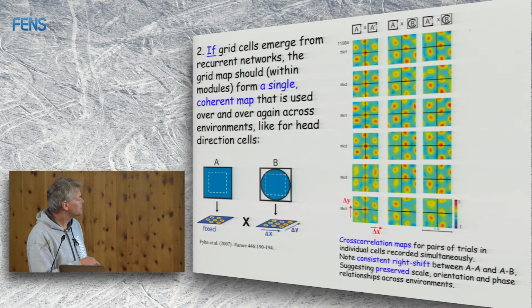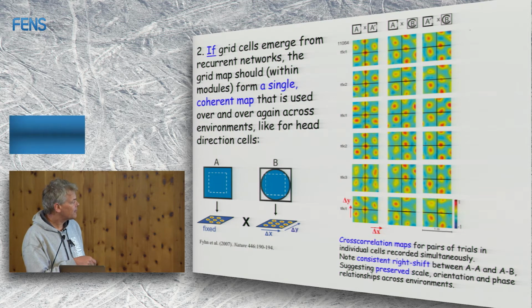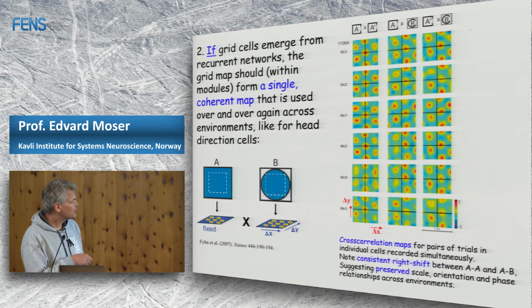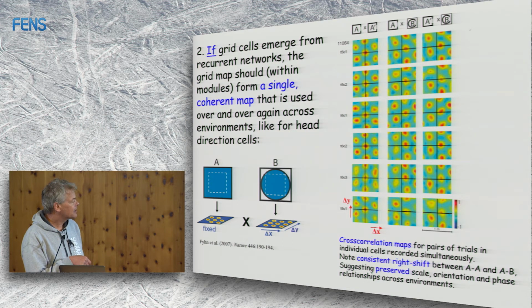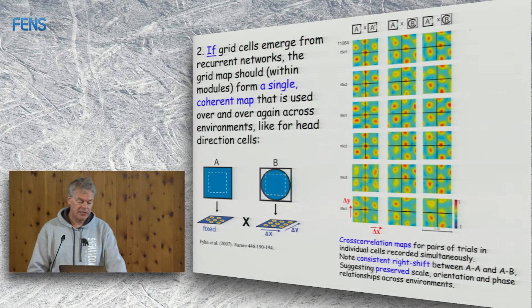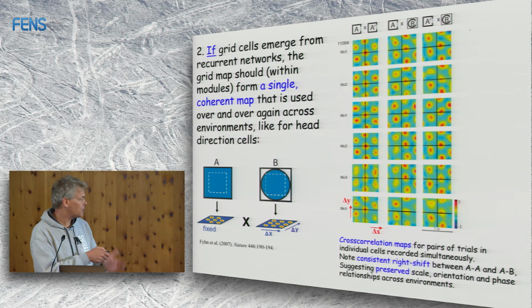What Marianne Fyhn and the others who participated in this study did was to train rats in two environments. It was a square environment and a circular environment. And then she recorded lots of grid cells in both of them, and then compared the grid cells in each of them, asking: is there any consistent spatial relationship between the cells' pattern in this environment and in that environment?